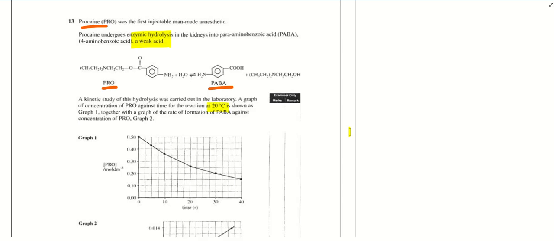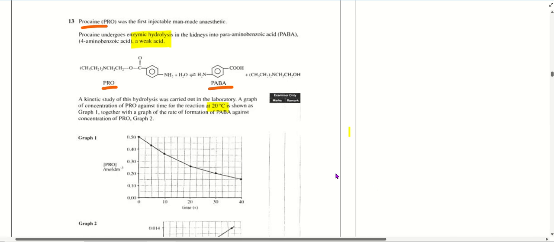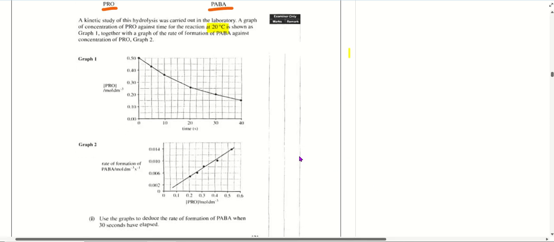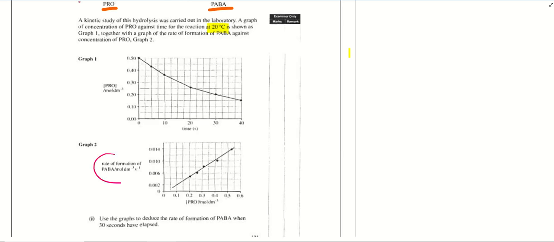I think that might be of some importance later on, but we'll highlight it anyway. Okay, and that is all represented in graph 1. Okay, and then from graph 1 we produced graph 2. Okay, so use a graph to deduce the rate of PABA when 30 seconds has elapsed. So the rate of PABA is only given in graph 2.